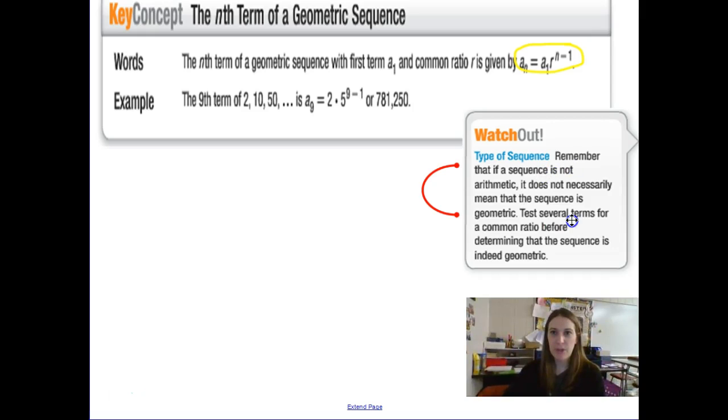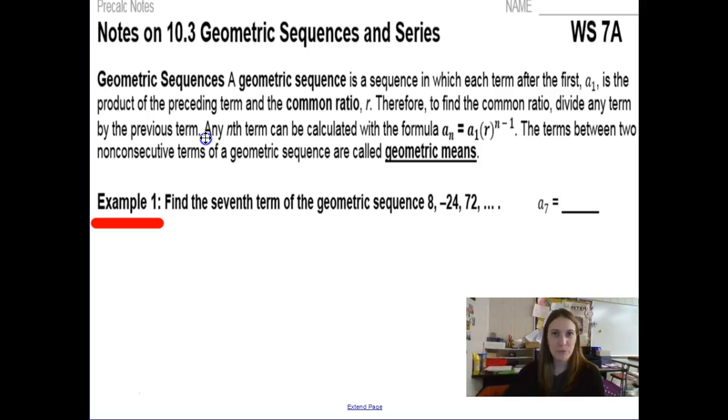There's a little note here from your book that says, remember that a sequence is not necessarily arithmetic, it's not necessarily geometric. There are a lot of sequences and patterns out there in the world that are neither arithmetic nor geometric, so don't just assume if it's not one, then it's the other.